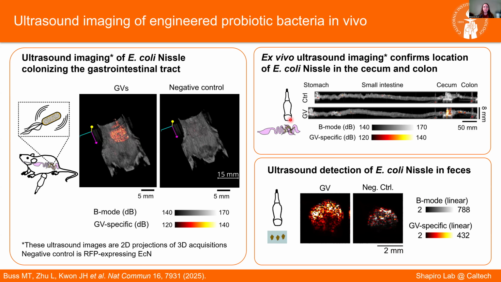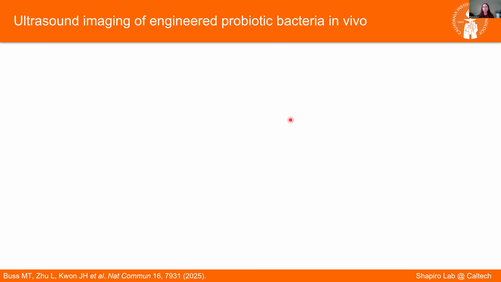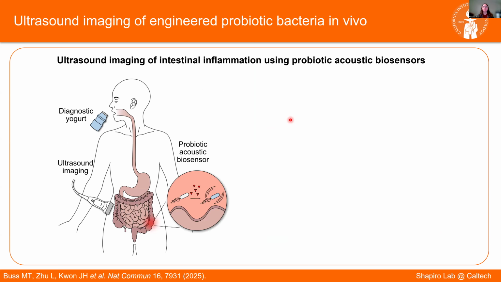And so once we had GV expression working in the gastrointestinal tract, we wanted to do some sort of diagnostic application. So next, we aim to use these engineered bacteria as probiotic acoustic biosensors to be able to do ultrasound imaging of intestinal inflammation. How we envision this is that the patient would consume a diagnostic yogurt containing the engineered bacteria, and they would temporarily colonize the gastrointestinal tract. And when they are sensing some sort of inflammation marker, they would express the gas vesicles that we can see with ultrasound imaging.